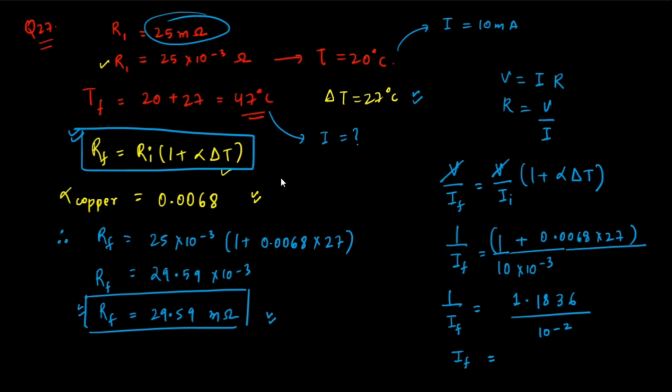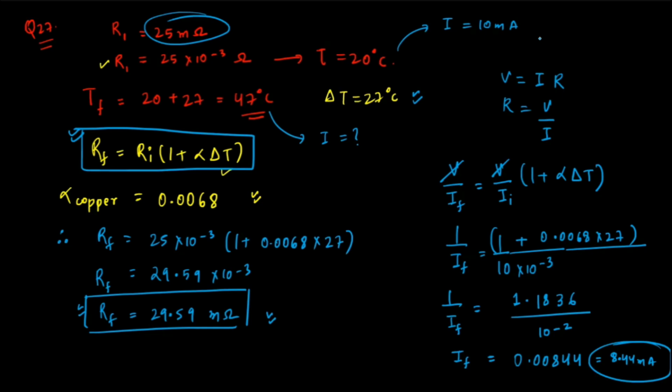So it is supposed to be 0.01 divided by 1.1836, which is supposed to be 0.00844, or you can say it is going to be 8.44 milliamperes.